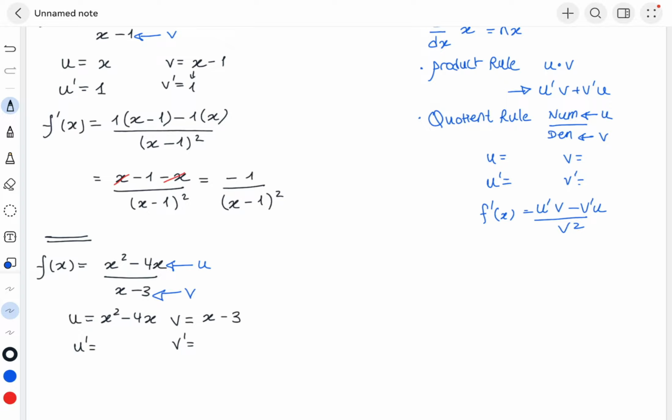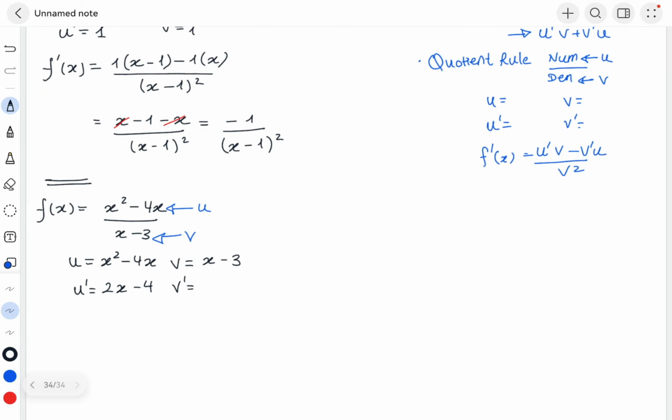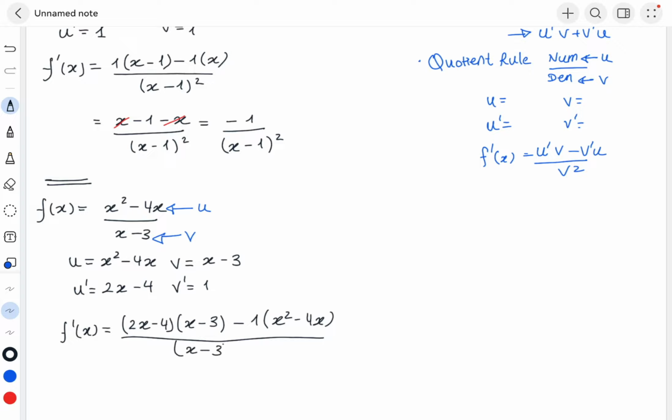Now we need to find u prime. The derivative of x squared is 2x, and the derivative of negative 4x is negative 4. Now the derivative of x minus 3: the derivative of x is 1, and the derivative of negative 3 is 0. And now we perform u prime v minus v prime u over v squared. So we'll have 2x minus 4 times v, which is x minus 3, minus v prime times u, all over v squared.